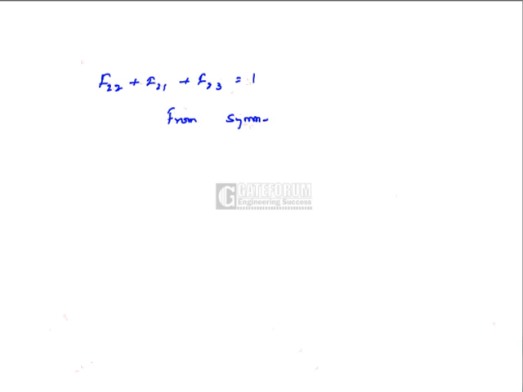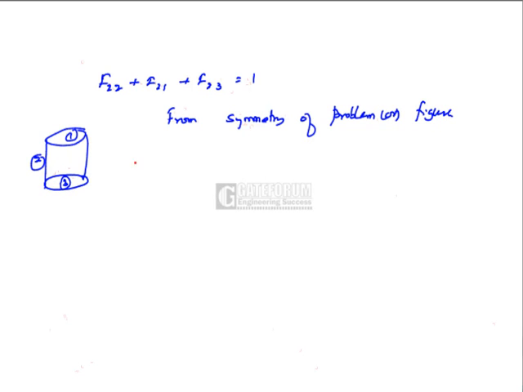From symmetry of the problem or figure, we can know that in this figure, if this is surface 2, this is 1, this is 3, F21 will be equal to F23. That is symmetry, from the similarity of the figure. But how to calculate F21? We have already calculated F12. F12 is calculated as 0.83.